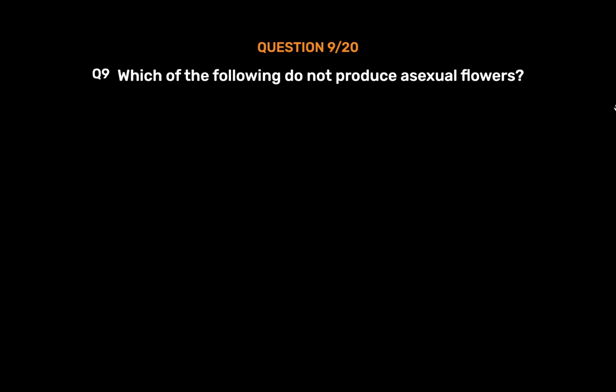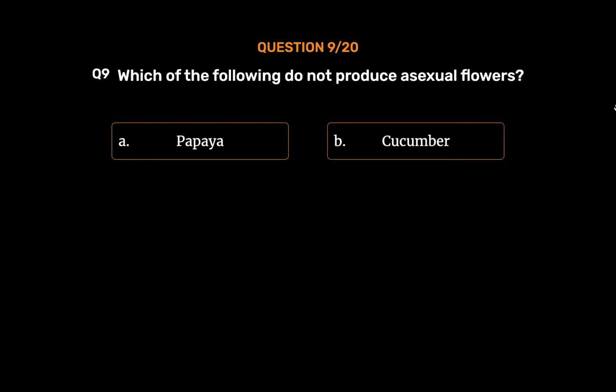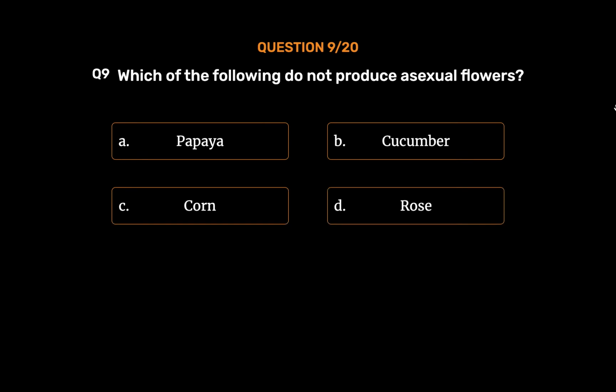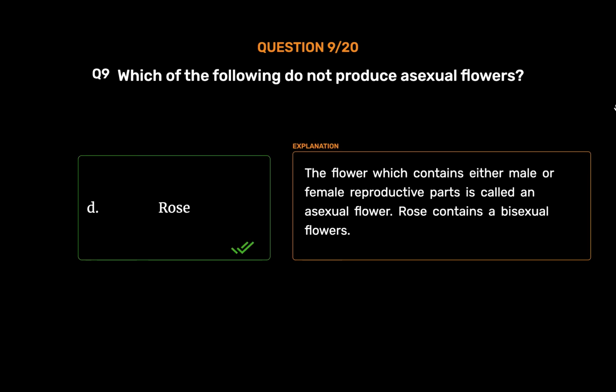Question number 9. Which of the following do not produce unisexual flowers? Option A, papaya. Option B, cucumber. Option C, corn. Option D, rose. The correct answer is Option D, rose. The flower which contains either male or female reproductive parts is called a unisexual flower. Rose contains bisexual flowers.